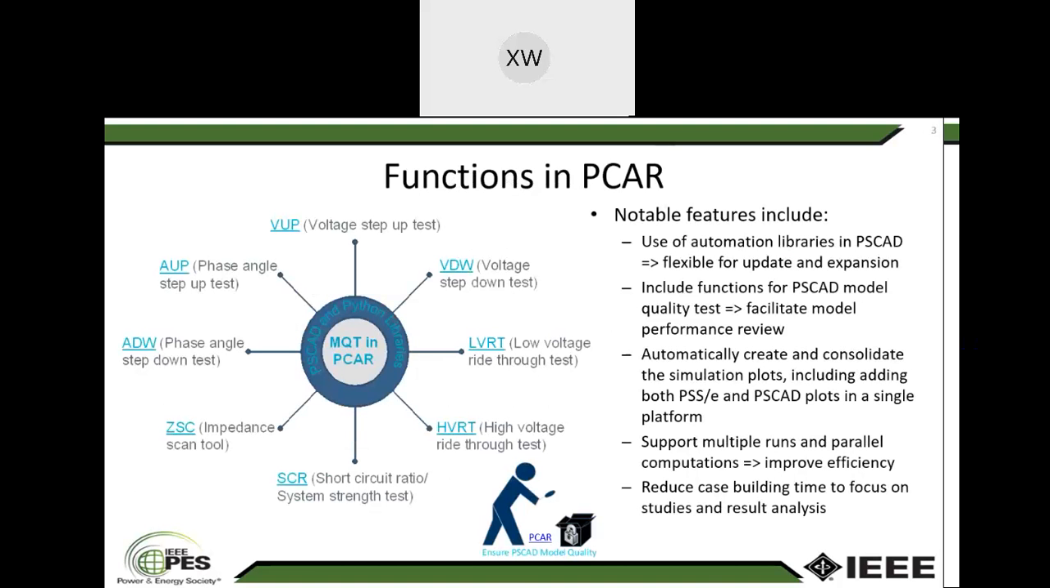Currently, there are 8 functionalities in the PCAR tool for PSCAD model quality tests, including the voltage step-up and step-down tests, LVRT and HVRT tests, SCR test, impedance scan tool, and phase angle jump tests. The notable features of the PCAR tool include the following.